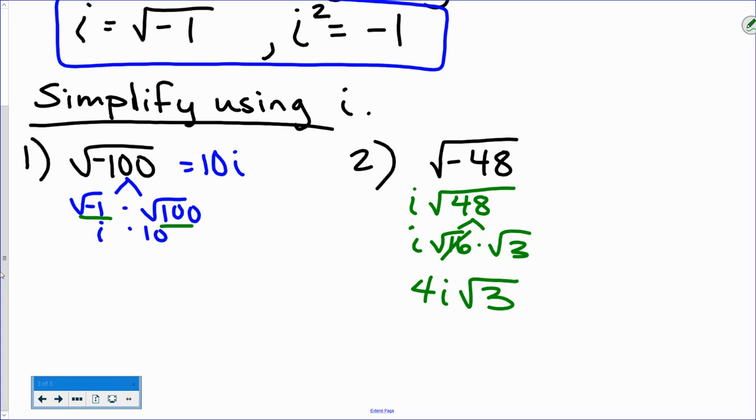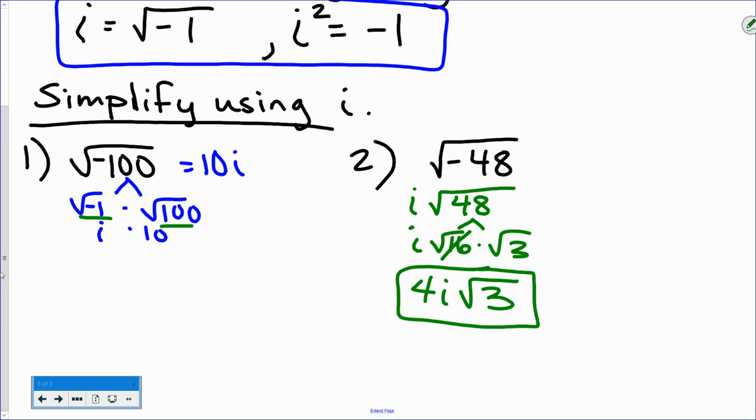And remember, i is just representing the square root of -1. So it's not a variable in the sense that I'd solve for i and figure out what i equals. We know what i equals, but now we can work with this number and do other things with it since I don't have a negative in my square root. That's kind of the point of what we're looking at.